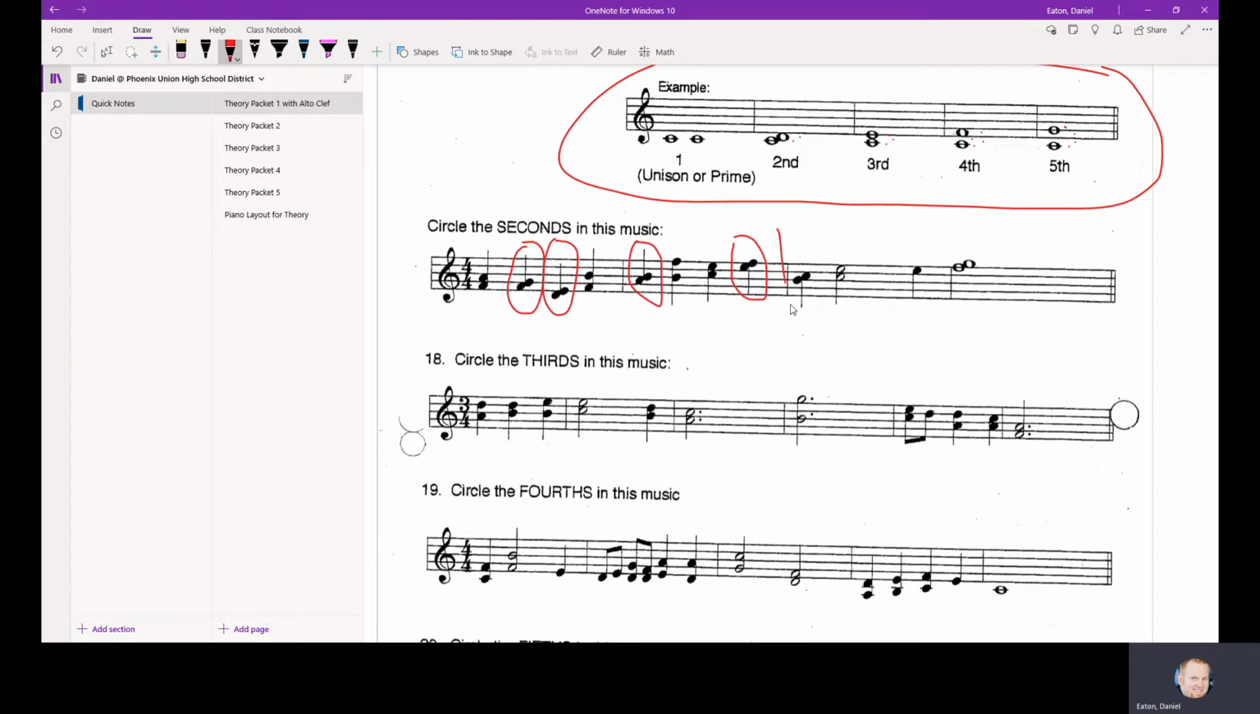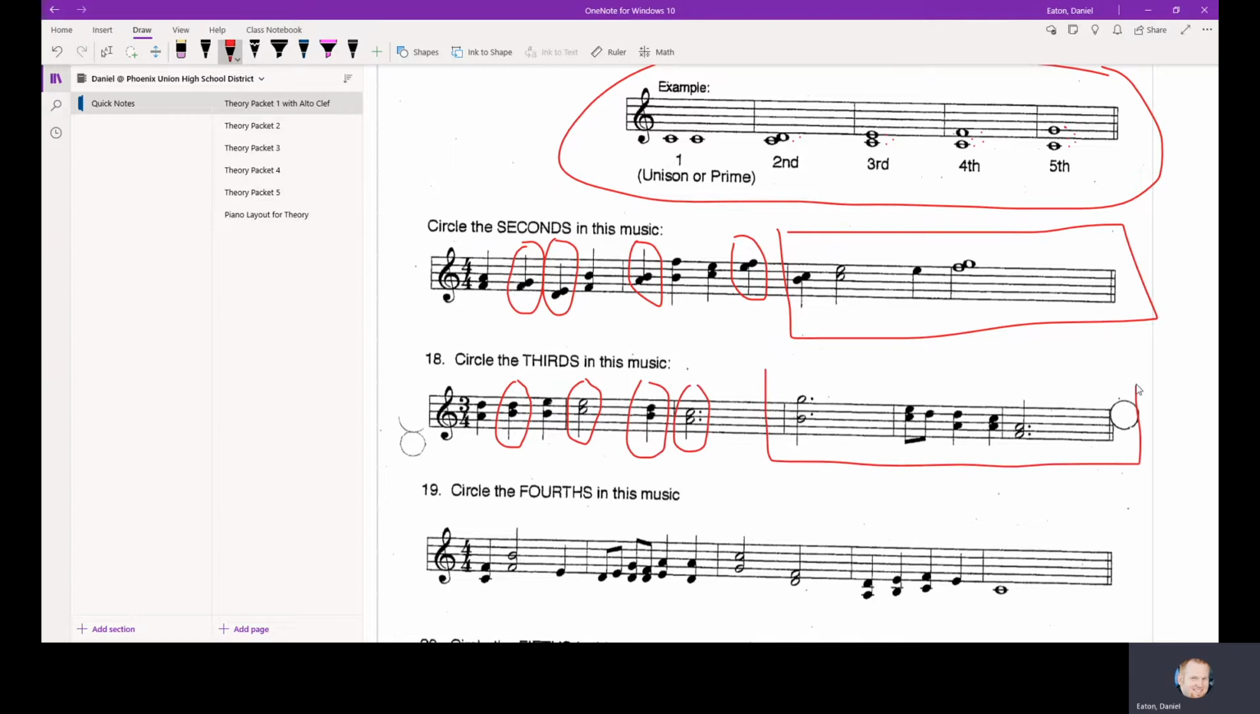I'm going to leave these last examples for you to figure out on your own, but that's what a second looks like. Thirds, looking for something that looks like this, where it's going line to line, or in this case, space to space. This is an example of a third. So let's check this out. Line to line. Space to space, line to line, space to space. I'll leave this one for y'all to do. That's what thirds look like.